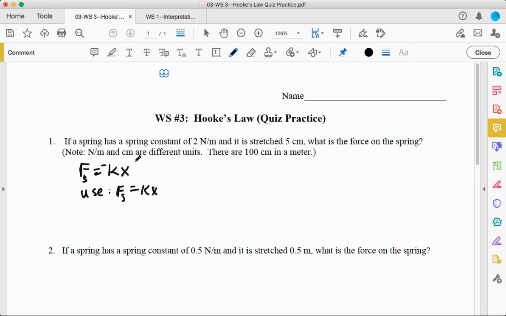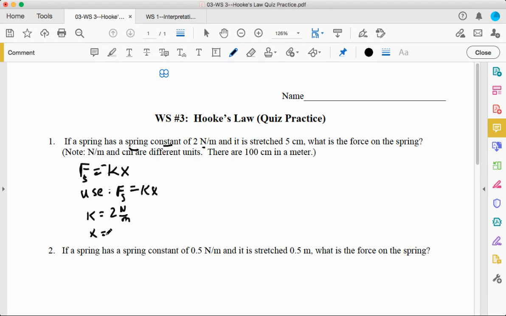So in running through these, if you want to make sure you don't make a mistake and put things in the wrong place, do what we always do. In this case, it says the spring constant is 2 newtons per meter. So K is 2 newtons per meter. That means it takes 2 newtons to stretch it by a full meter or change its length by 1 meter.